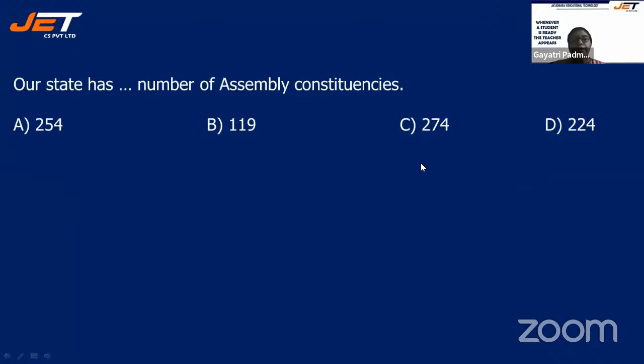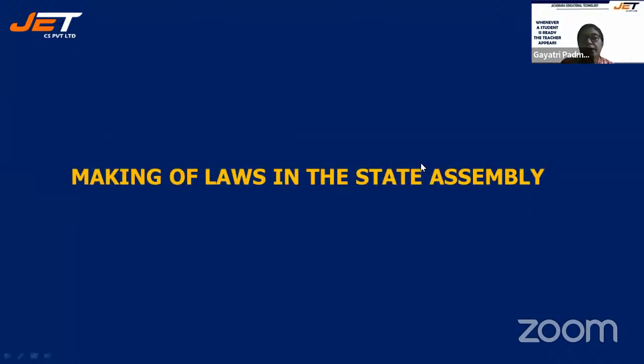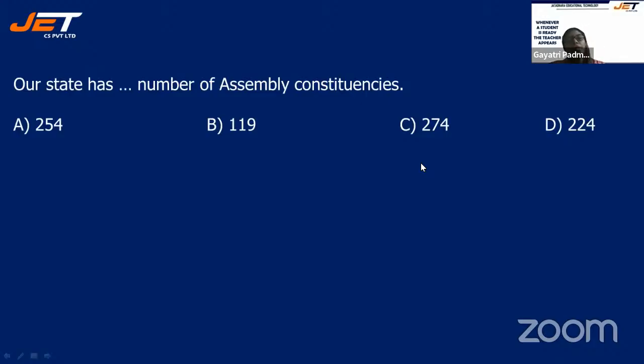All right. So very quickly we are moving on to the social. The topic today is making of laws in the state assembly. All right. Now here goes. Our state has dash number of assembly constituencies. How many assembly constituencies do we have? Four options: 254, 119, 274, and 224. Let's see. Being the first sum, the answer is 119.